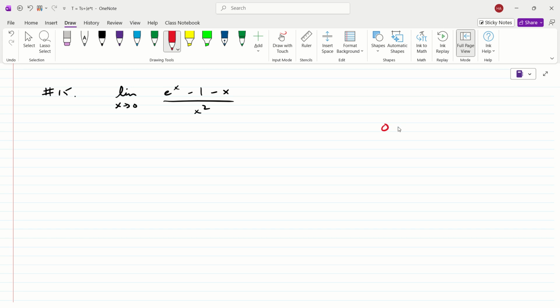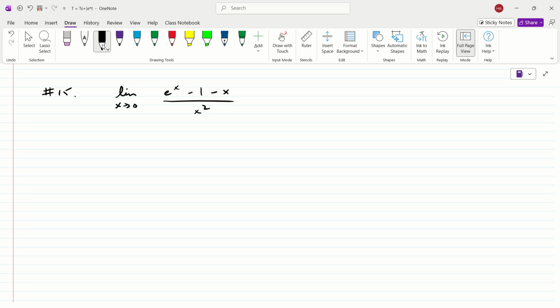It also works when you have 0 times infinity. That is also an indeterminate form. It's not clear who's winning that tug of war. And we'll look at two examples highlighting these two structures. So here's number 15 from the section.